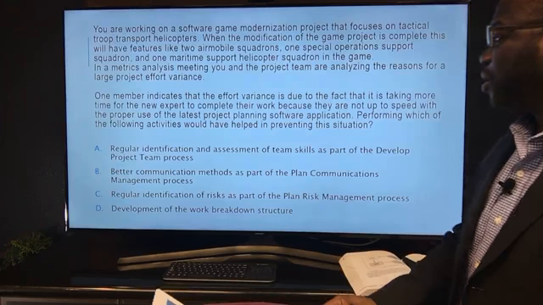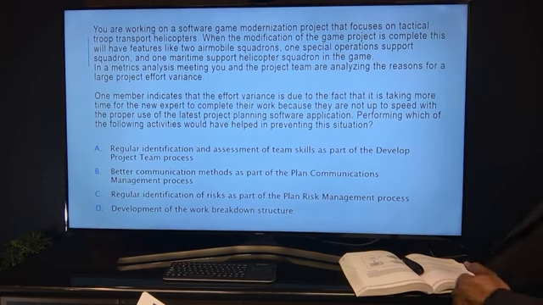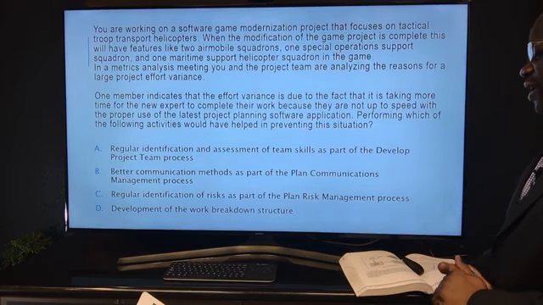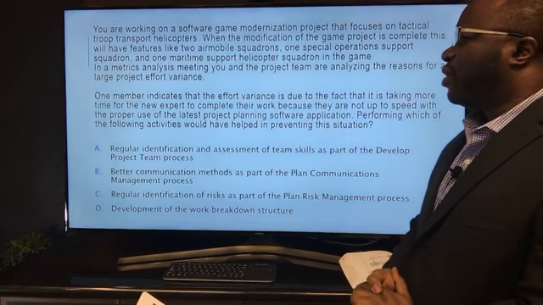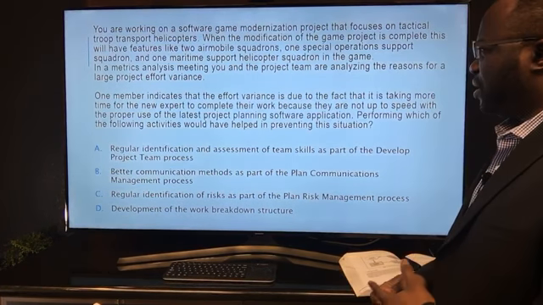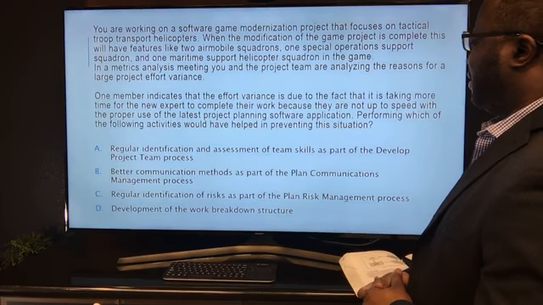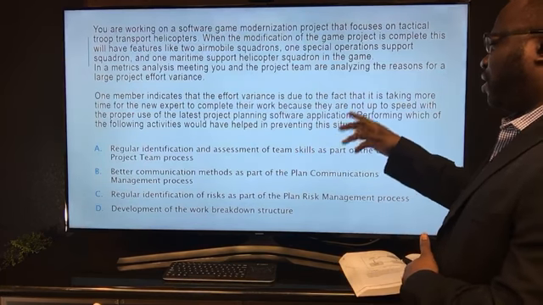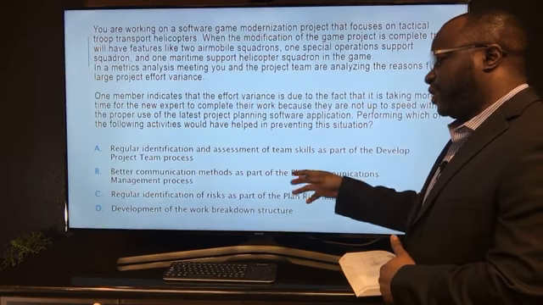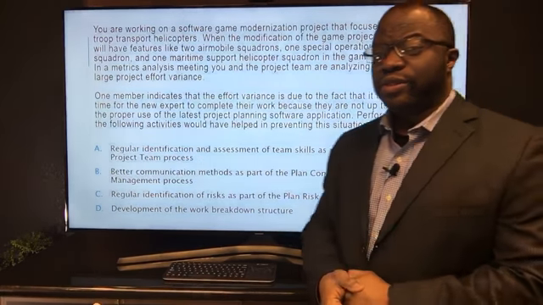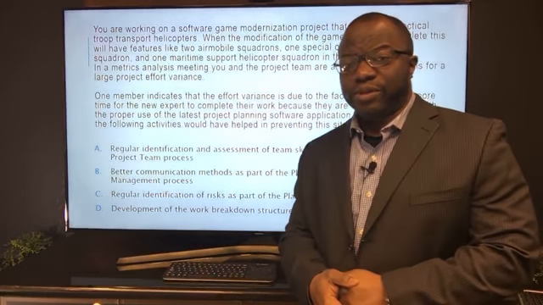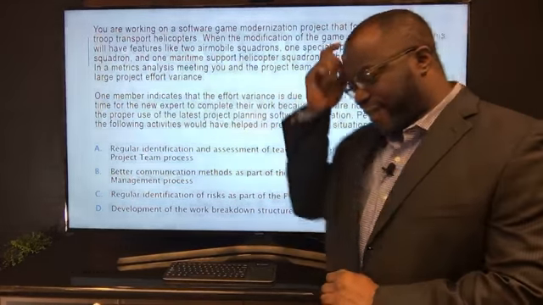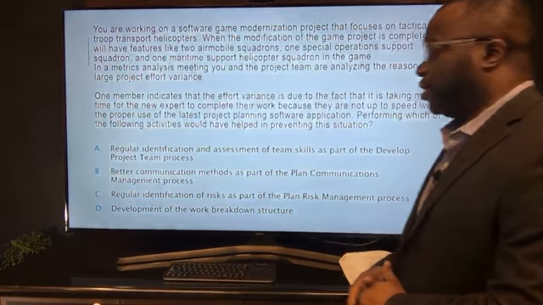All right, Ken, thank you for chatting in. All right, so let's take a look. Performing which of the following activities would have helped in preventing this situation? So the problem at hand is what? The problem at hand is not necessarily the variances. We have uncovered what the reason for the variance is. So this is probably not one of the triple constraint problems. We know what the variance is, so we're not scratching our heads. Oh, is it time? Is it cost? Is it scope? No, we're not doing that.